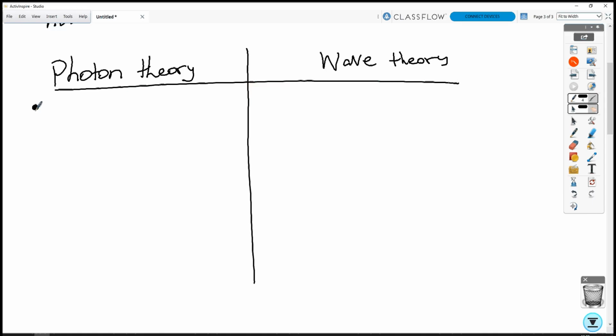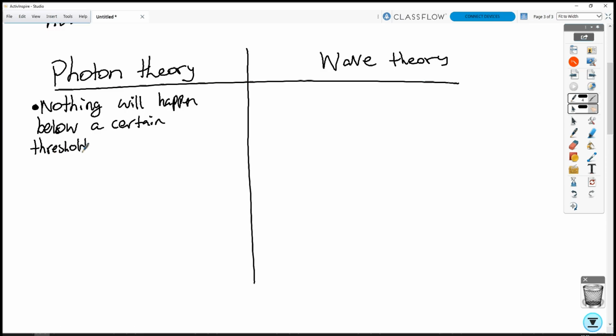So the photon theory predicts that nothing will happen below a certain threshold frequency. The wave theory says that any frequency should be able to liberate photoelectrons.